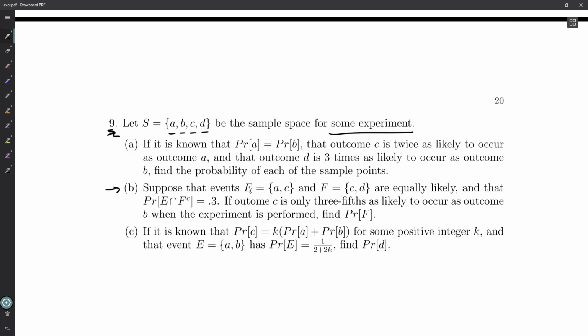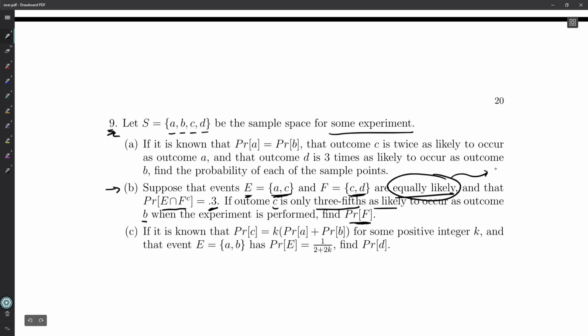So suppose that the events E, consisting of sample points A and C, and F, consisting of sample points C and D, are equally likely, and that the probability of E intersect F complement is 0.3. If outcome C is only 3/5 as likely to occur as outcome B when this experiment is performed, find the probability of F. Okay, so they're giving me some weights here. They're telling me some nice verbal information.